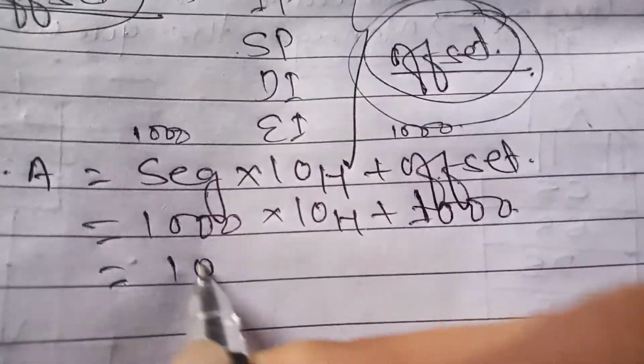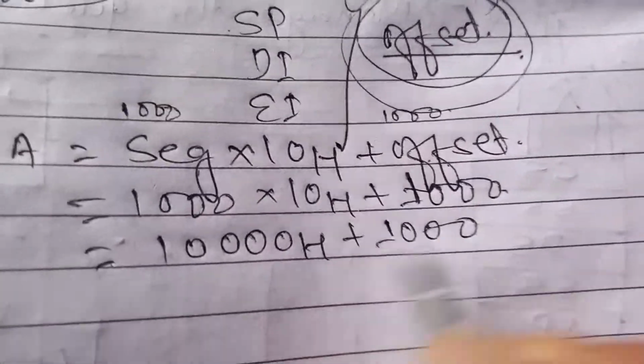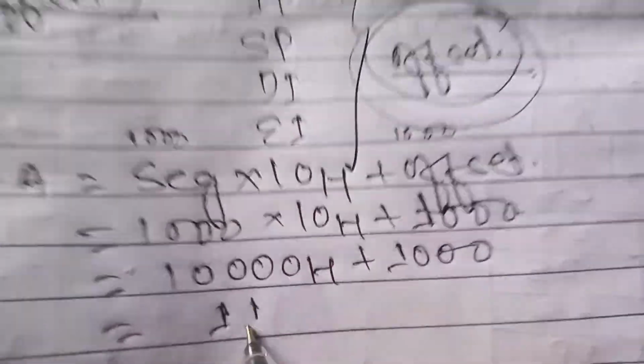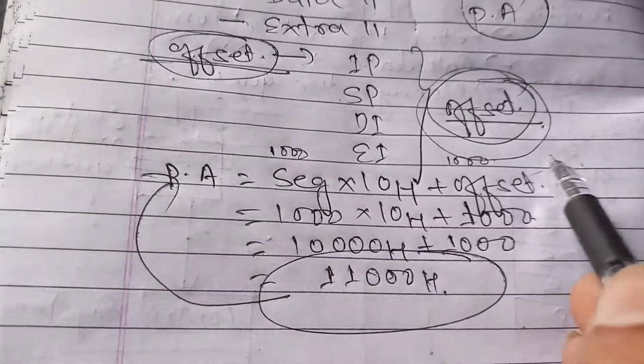Now we'll calculate it. 1000 into 10 equals 10,000h. 10,000h plus 1000 will be 11,000h. Okay, this is the real address of your file or folder. So the physical address is calculated like this.